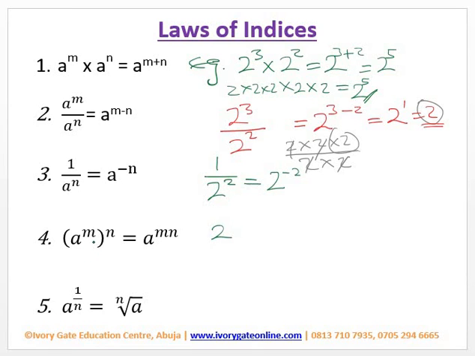Law number 4. a raised to power m, brackets, and n is equal to a raised to power mn. Most often we know that brackets means multiplication in mathematics. So in this case, if we have 2 raised to power 3 all raised to power 2, this is the same thing as 2 raised to power 3 times 2. And this is the same thing as 2 raised to power 6.